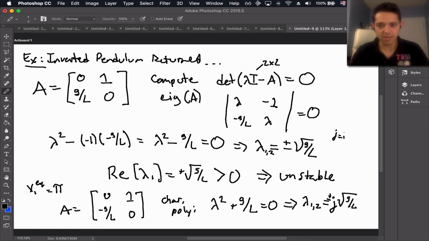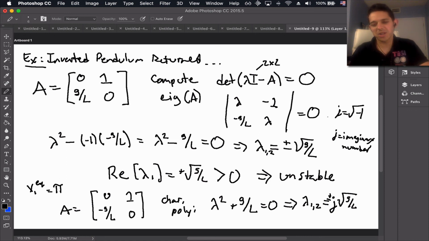Okay, j is the imaginary number, which is just the square root of minus 1. You may have seen this as i. In electrical engineering, they use j because they don't want to confuse it with electric current. I'm going to use that convention because it's just the way I learned it.